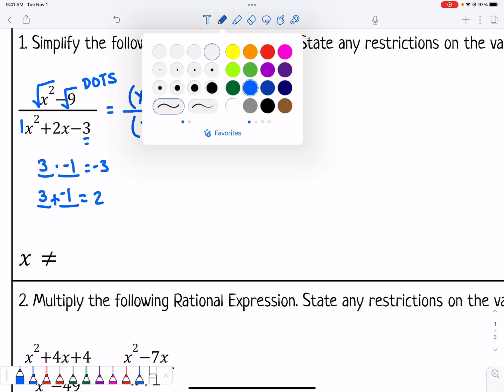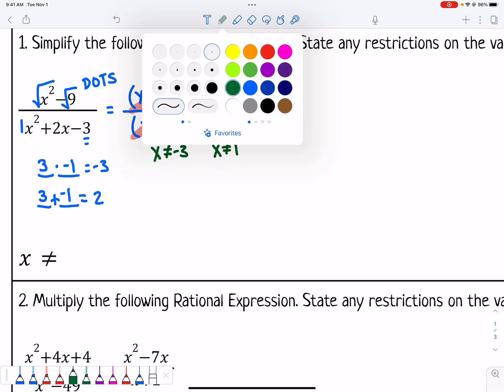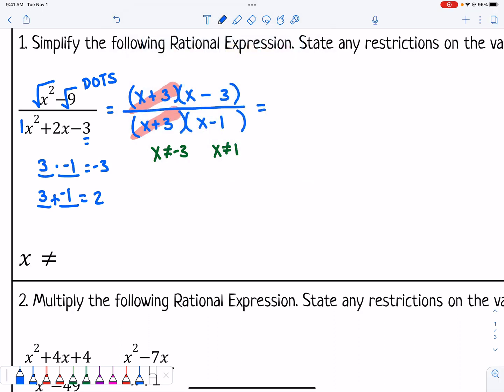So then is a good time to pick out the restrictions while you can see them easily in the denominator. I see that x cannot equal negative 3 because negative 3 plus 3 would have equaled 0. And x can also not equal 1 because 1 minus 1 would have equaled 0. So I've got my restrictions stated. I can cancel out this factor that looks the same in the numerator and in the denominator, my common factor, and then write the simplified form, which is x minus 3 over x minus 1. So now I'm all finished.